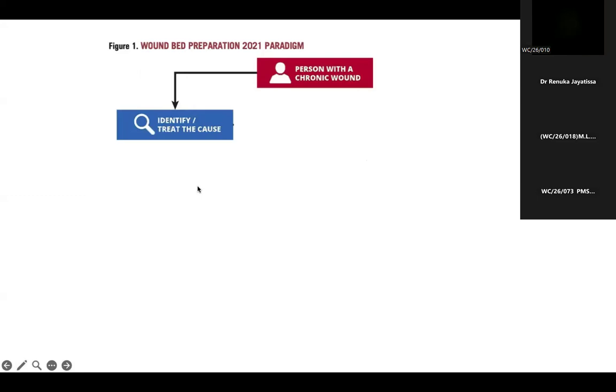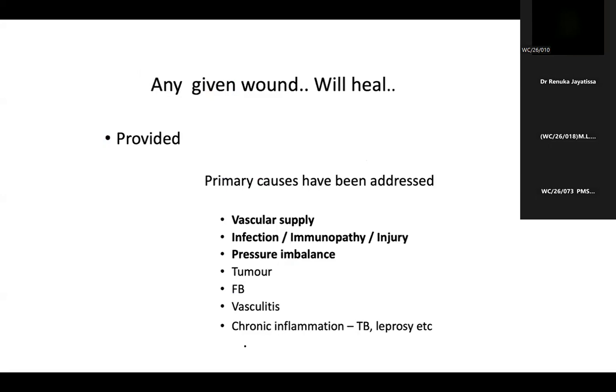If you are looking at the patient and you're trying to prepare the wound, like we talked, first it's very important that you remember, as a person with a chronic wound, it's important to identify and treat the primary causes. These primary causes have to be understood and sorted out before you even think about touching the wound. There's no point in dressing, no point in offloading, no point in fighting these things unless you've made sure that the primary things required for wound healing have been sorted out.